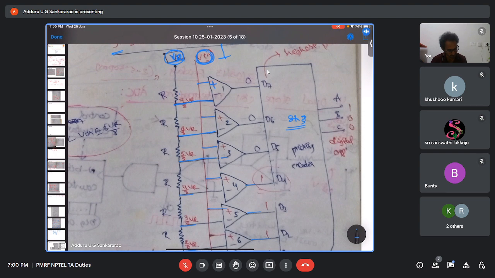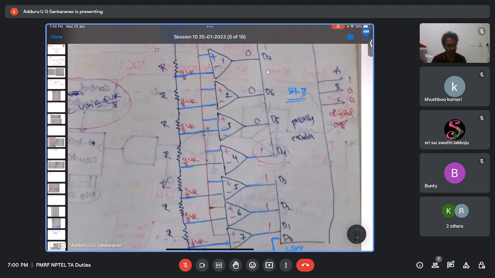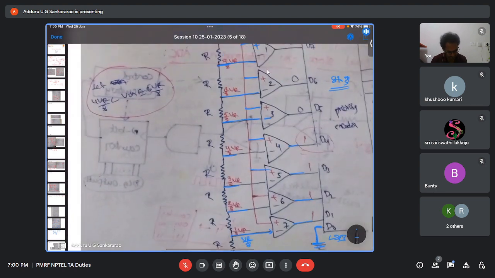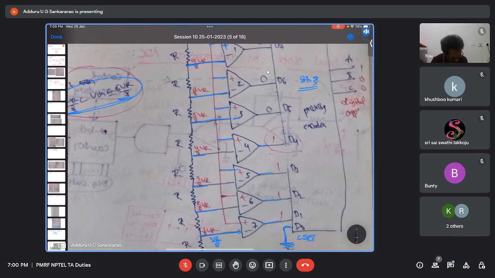And through a potential divider arrangement, we are dividing the voltage and giving it to the inverting terminals. Okay, now let us say I am giving some input voltage that is between 4 VR by 8 and 5 VR by 8. For example, I am giving an input voltage somewhere here, between 4 VR by 8 and 5 VR by 8.